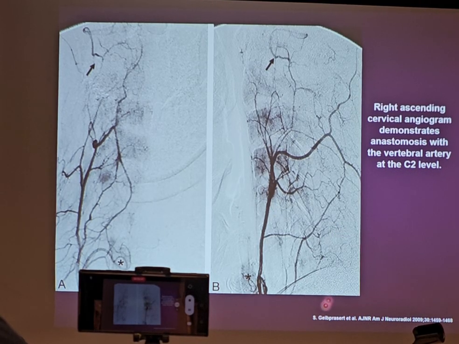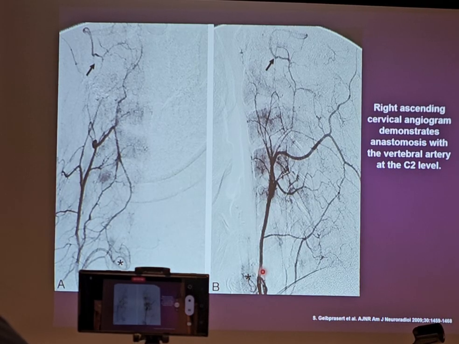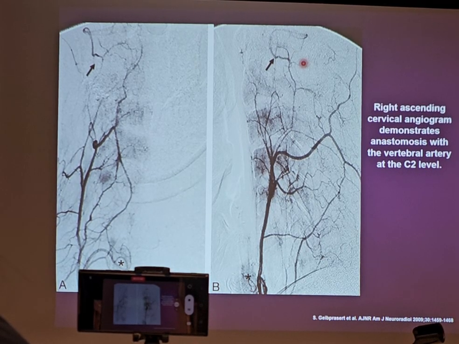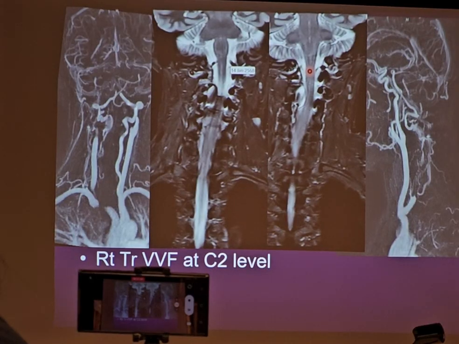Nice picture from the cervical nerve that shows that also at the C2 level you can catch up with this, filling into the vertebral artery while you inject this ascending cervical artery, filling and using the same channel of C2.